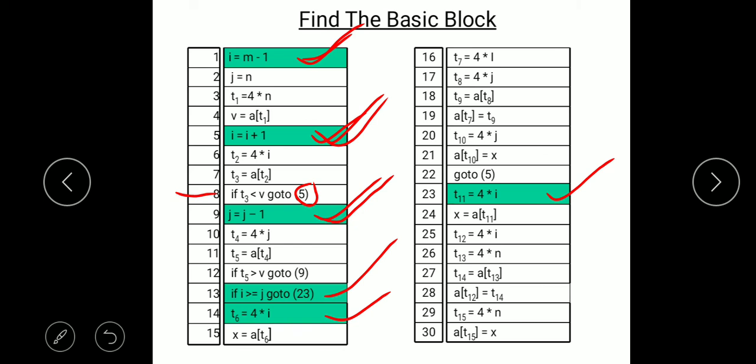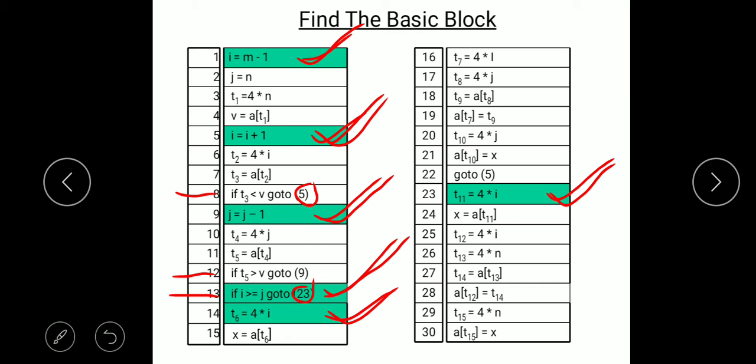Statement number 13 is a leader statement by rule number 3, because it follows a conditional go to at statement number 12. Statement number 14 is a leader statement by rule number 3, because it follows a conditional go to at statement number 13. And statement number 23 is a leader statement because it is the target of statement number 13. So we have 6 leader statements.